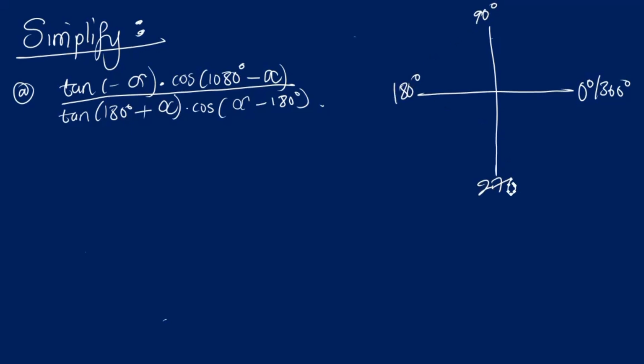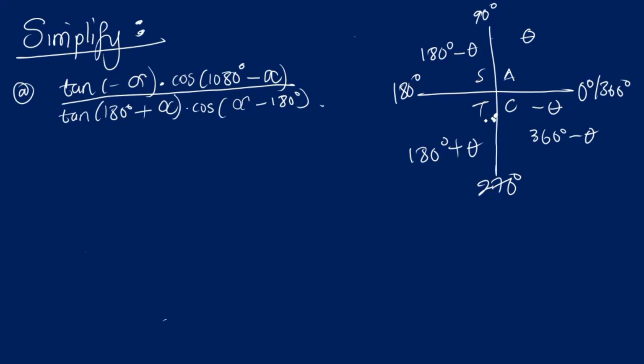You need this. So this is theta. This is negative theta. This is also 360 degrees minus theta. This is 180 degrees minus theta. And this quadrant is 180 degrees plus theta. All set. And then we have our CAST system there. Works perfectly all the time.